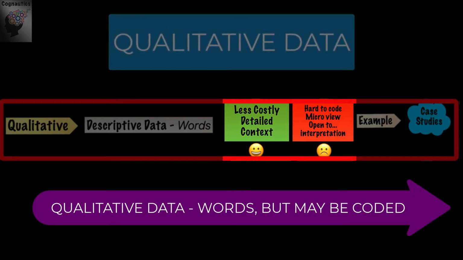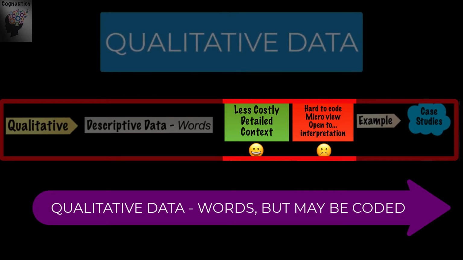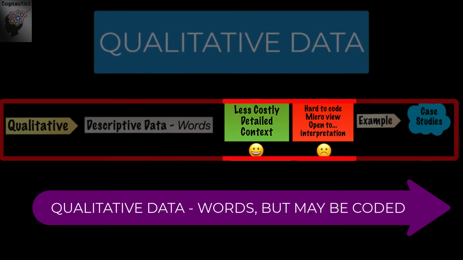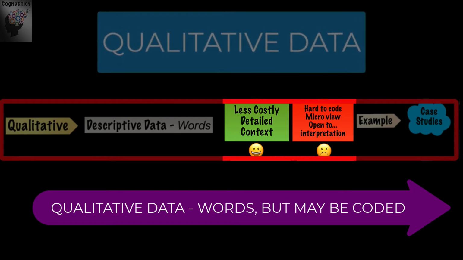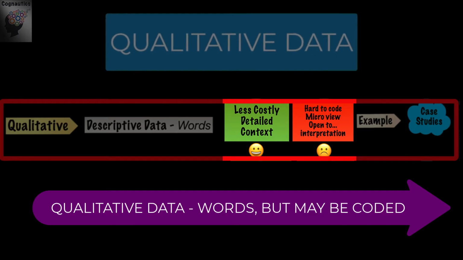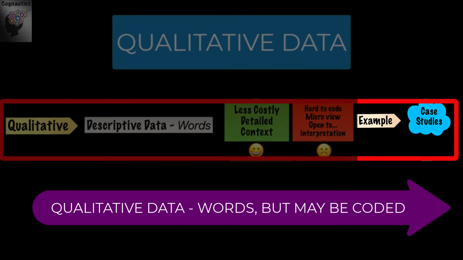The difficulty with qualitative data doesn't stop there. Opinions tend to give you a detailed view, but this can lead to an overly micro view which obscures the larger picture. Finally, this data type relies heavily on interpretation, which can lead to assumptions or biases interfering with the accuracy of the results. Case studies are an example of qualitative data, along with questionnaires.